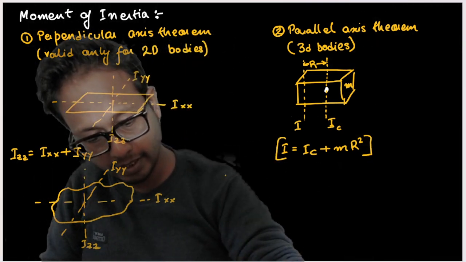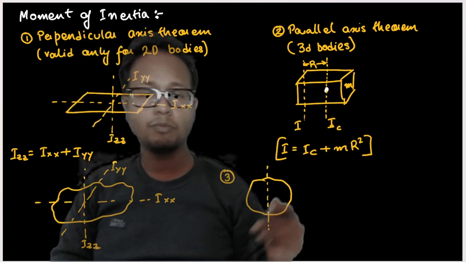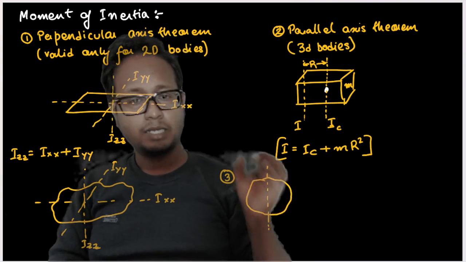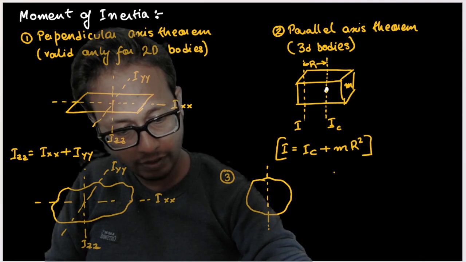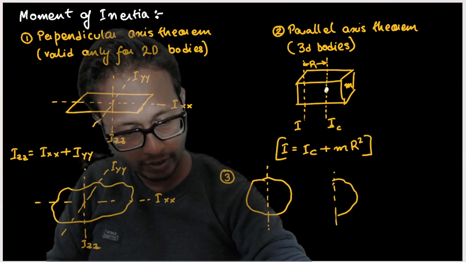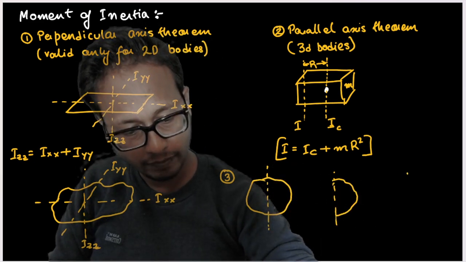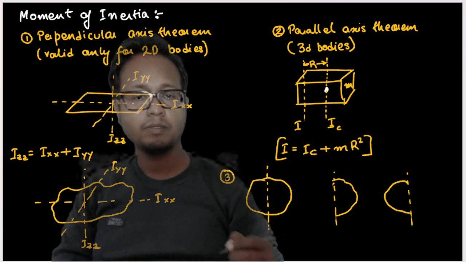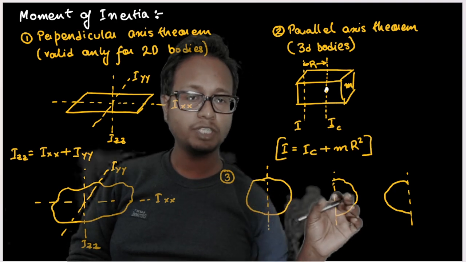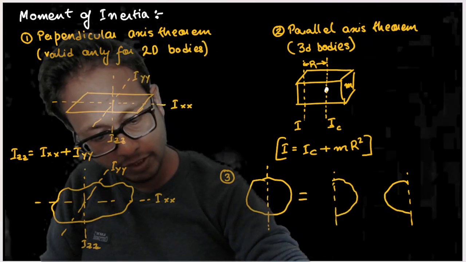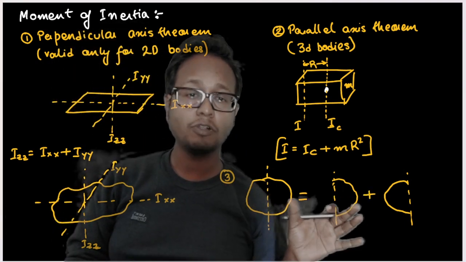The principle of superposition is this: suppose I have a body and I want to find its moment of inertia, but I don't know the moment of inertia of the entire body. I do know the moment of inertia of this shape, which is half of the whole, and I know the moment of inertia of this other part also. The principle of superposition states that the moment of inertia of the entire body is the moment of inertia of this part plus the moment of inertia of that part.